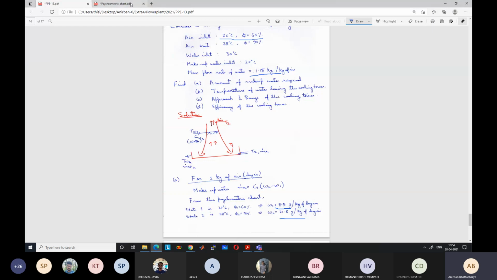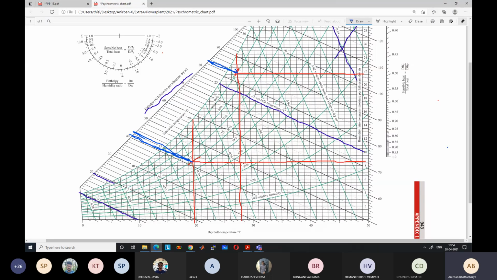If you want to use the steam tables, then you have to take the air enthalpy as Cp into T air, and then the water vapor enthalpy separately as omega 1 into water enthalpy. The water enthalpy is taken at the respective temperature, like 28 degree and 20 degree. Or directly by using the table, you can calculate from the graph. Based on this, now we can calculate all the values.